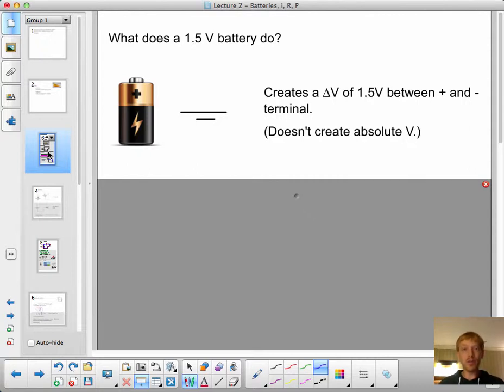Similarly, electrical currents are caused by differences in electrical pressure. Electrical pressure is voltage, more or less. And when you create a difference in electrical pressure, in voltage, between two regions, it can cause current to flow from the region of higher electrical pressure to the region of lower electrical pressure.